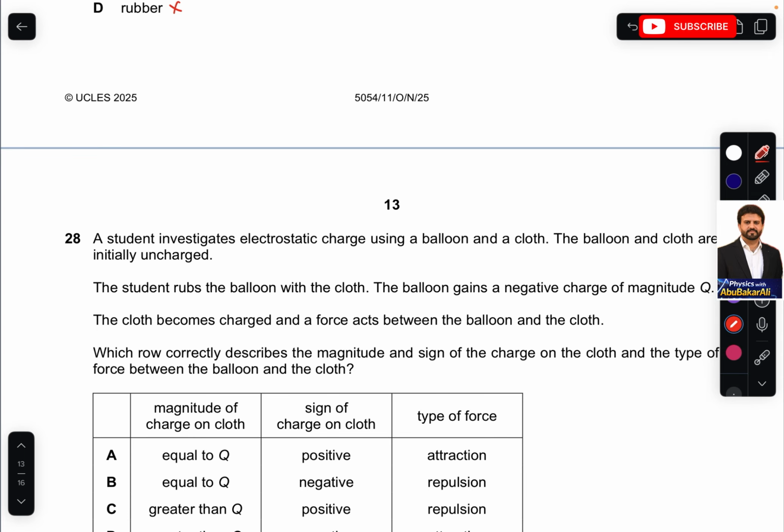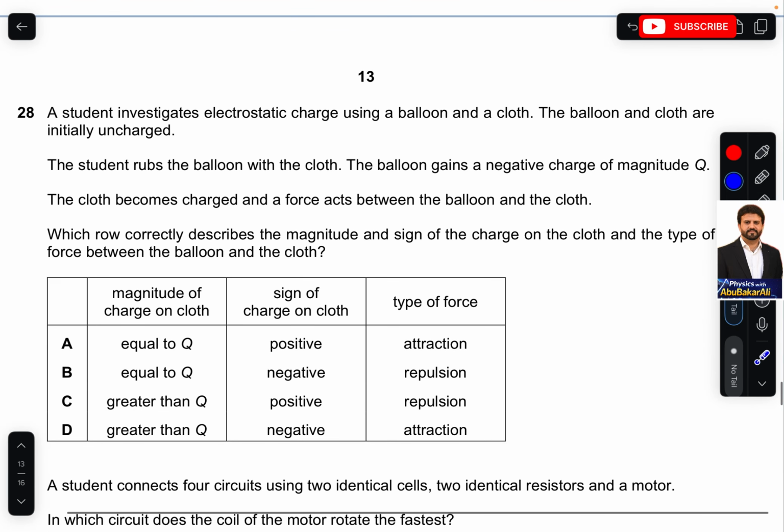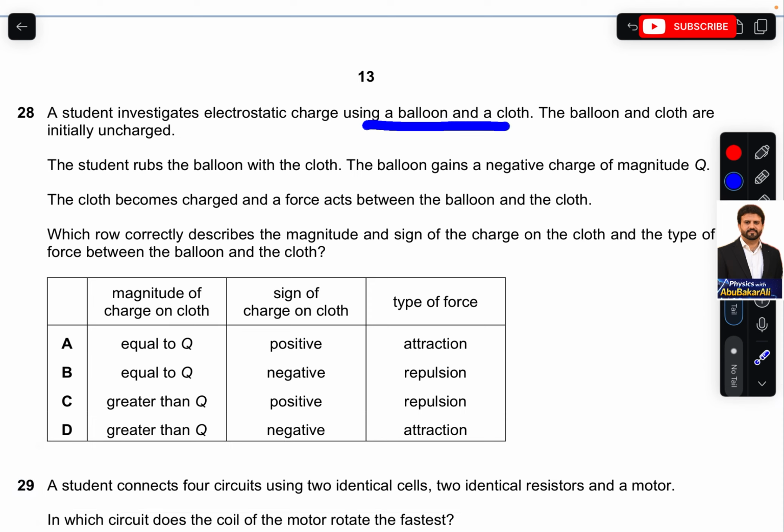Question 28. A student investigates electrostatic charge using a balloon and a cloth. The balloon and the cloth are initially uncharged. The student rubs the balloon with the cloth. The balloon gains a negative charge of magnitude Q on it. The cloth becomes charged and a force acts between the balloon and the cloth. Which row correctly describes the magnitude and sign of the charge on the cloth and the type of force between the balloon and the cloth?